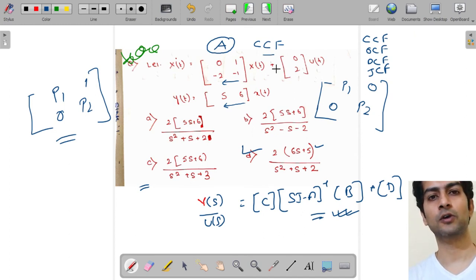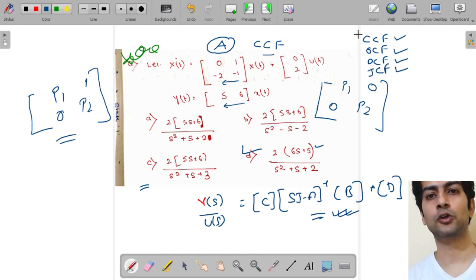So when you appear in the exam and get this type of question, what I told you is: first try to identify it in CCF. Second, if not, then try to identify it in OCF. Then go for DCF, and then go for JCF.